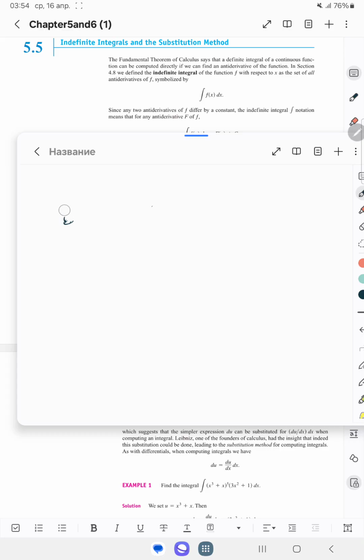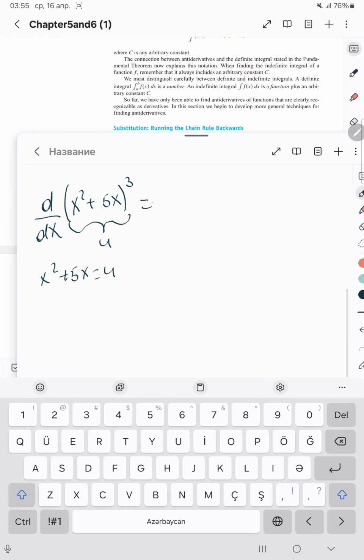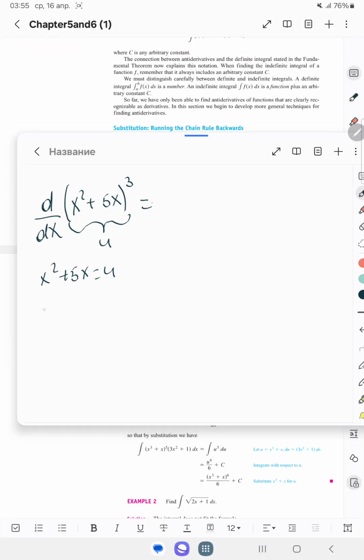Meaning, how we do chain rule, let's say we want to find derivative of (x squared plus 5x) cubed. Like we want to find derivative of this function. How we do it? We say, let's say this is u, x squared plus 5x is u, and we find derivative of it. So f(x) becomes u cubed. Yes, and we say let's apply chain rule.